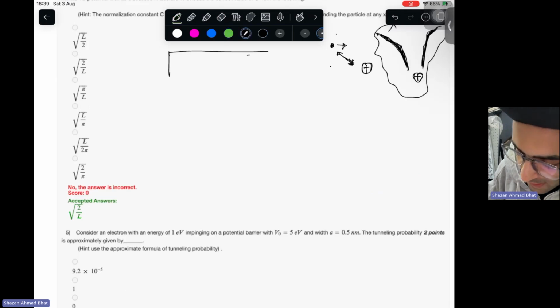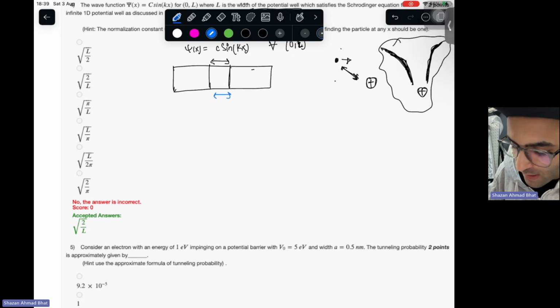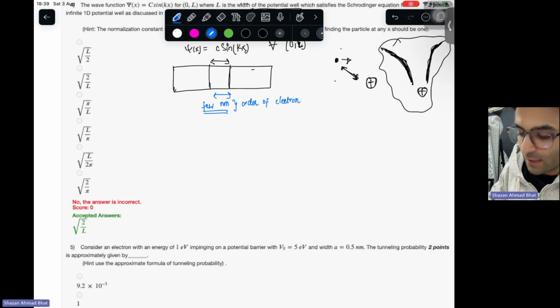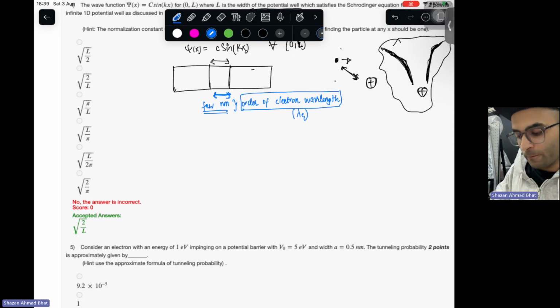If we stack the material over each other, usually the layer where the well is formed is kept on the order of a few nanometers. The reason is that this should be of the order of the electron wavelength, lambda e, in order for the quantization effects, the quantum mechanical effects, to come into the picture. Otherwise, if you just go on increasing this layer, it's not going to show the quantum effects, and there will be no quantization.